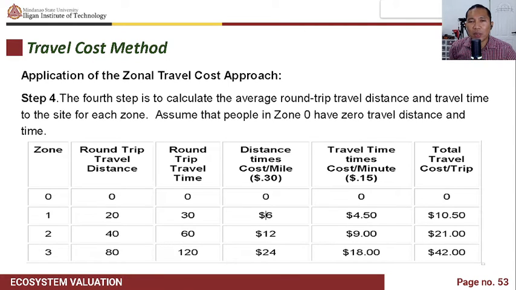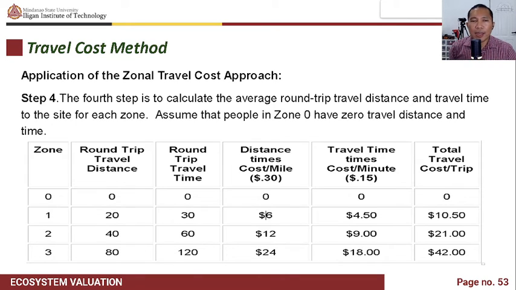And the cost per minute is 15 cents, assuming the cost per hour is $9. And the travel cost of the trip would be equal to $10.50. So that's $6 for the distance, for the cost per mile, and of course the cost per minute, which is 15 cents. That's a total of $4.50. So that means the total cost of the round trip is $10.50.